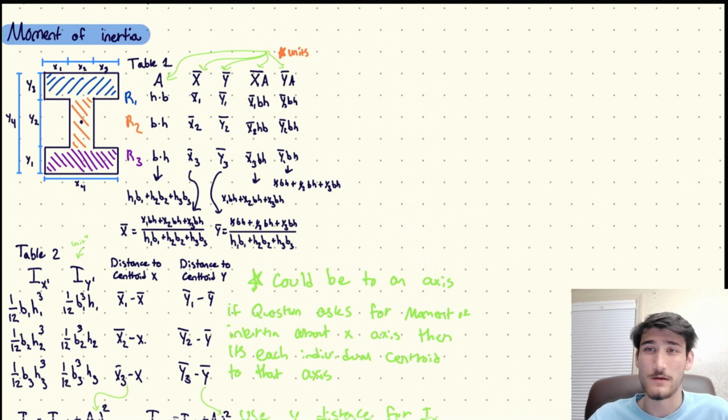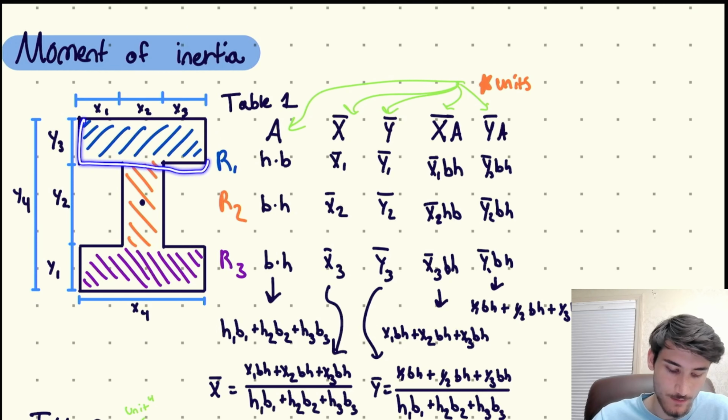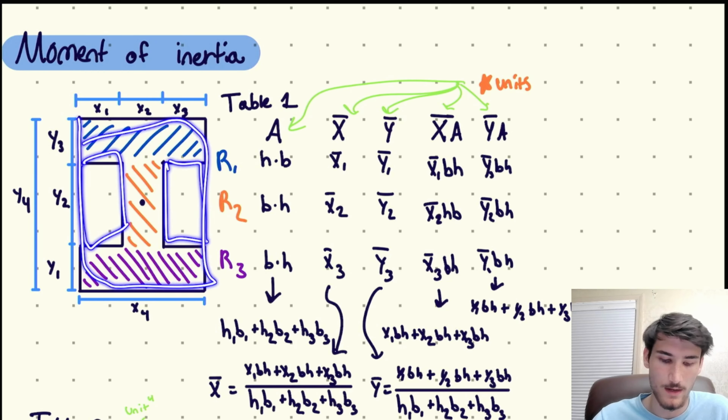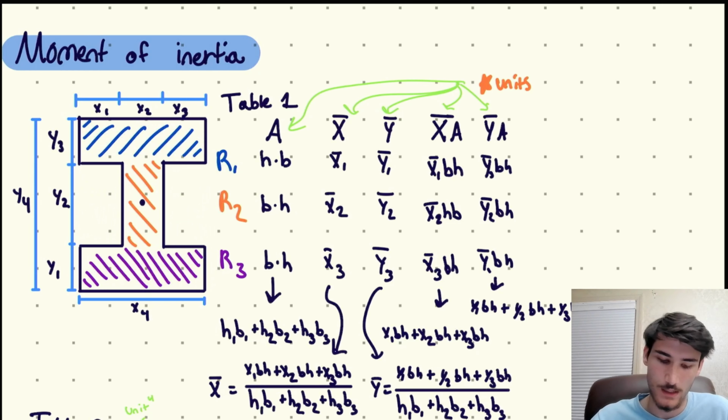Next up, we have our moment of inertia. So this I-beam is split into three shapes. So we have this shape, this shape, this shape, and those are our three. We could also do one big one and then subtract these two, but that's a little harder, so that's not the way I want to do it. So our first rectangle, second rectangle, and third rectangle are all right there. And then we're going to use h1 times the height one. So height one is y3 times x4, and then fill out this table.